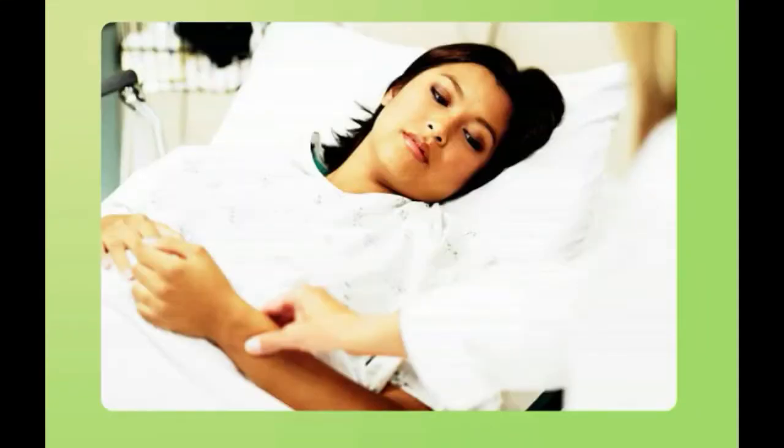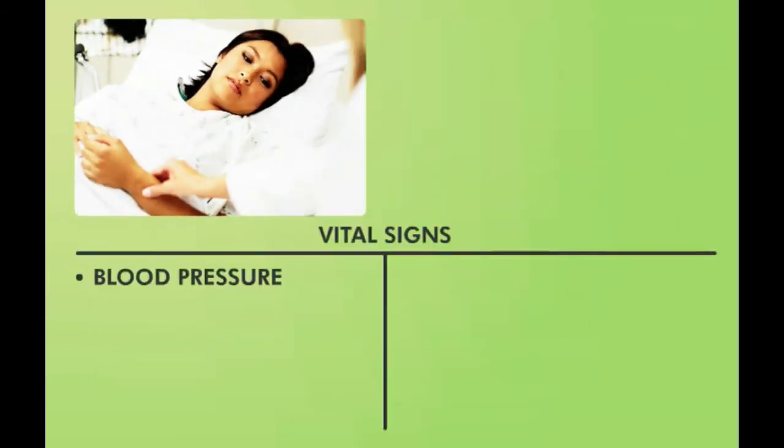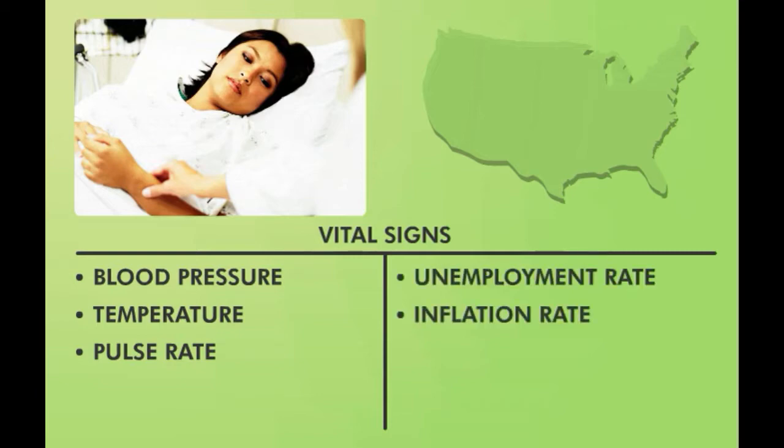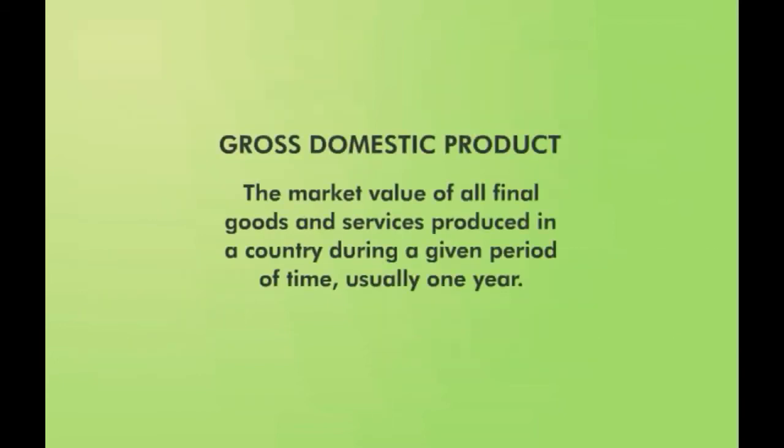When a doctor monitors the health of her patients, she measures vital signs: blood pressure, temperature, pulse rate. Similarly, when we wish to evaluate the health of the economy, we look at certain vital signs: the unemployment rate, inflation rate, and perhaps the most important, the growth rate of gross domestic product, usually called GDP. GDP is the market value of all final goods and services produced in a country during a given period of time, usually 1 year.